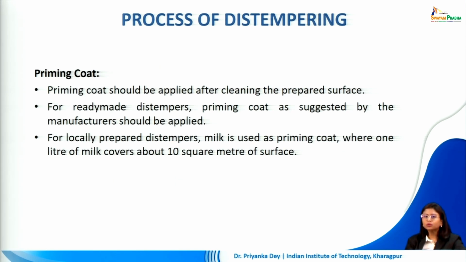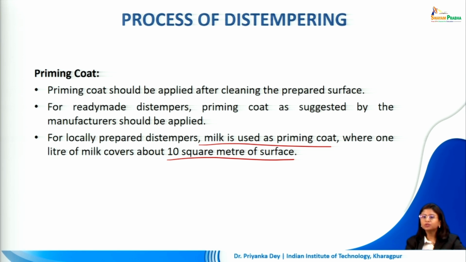The priming coat should be applied after cleaning the prepped surface. For ready-made distempers, priming coat as suggested by the manufacturer should be used. So, we need to read the instructions provided. For locally prepared distempers, milk is actually used as a priming coat, where 1 liter of milk covers about 10 square meter of the surface.